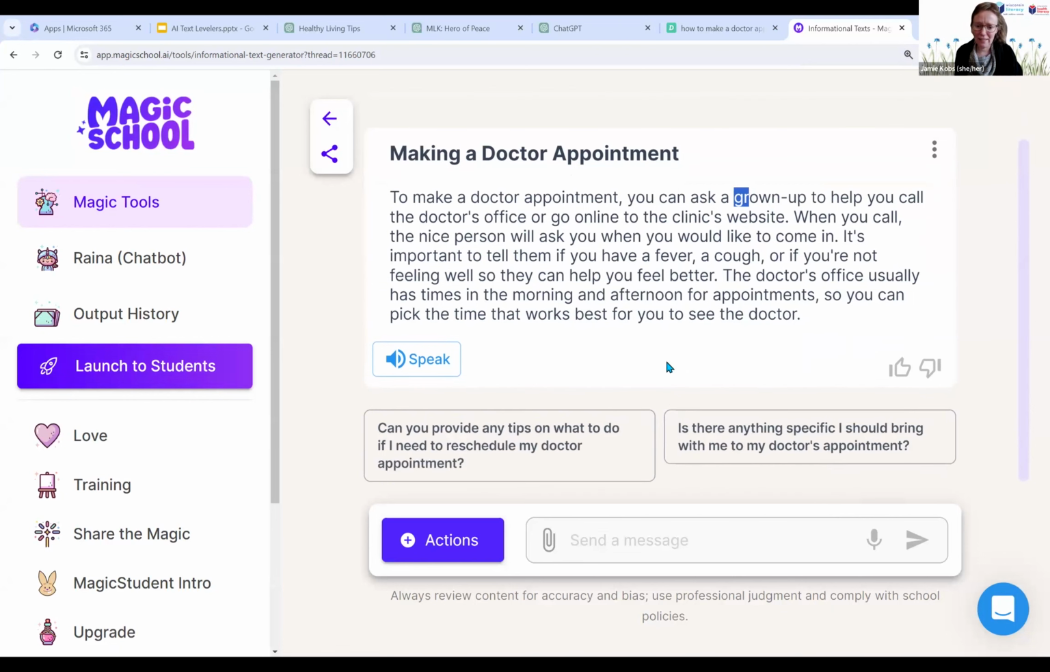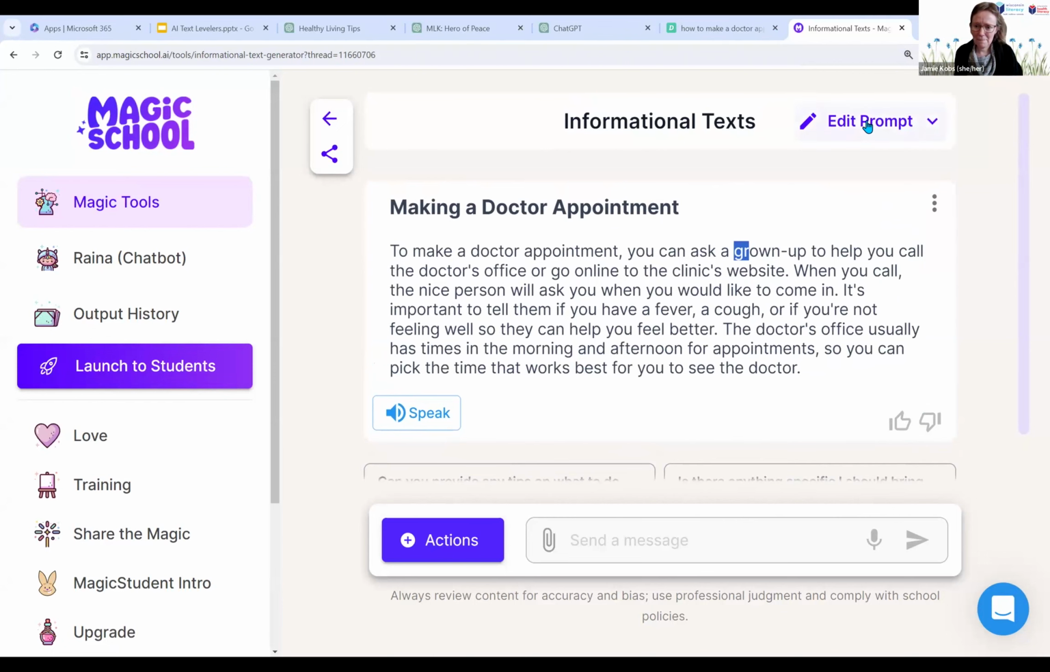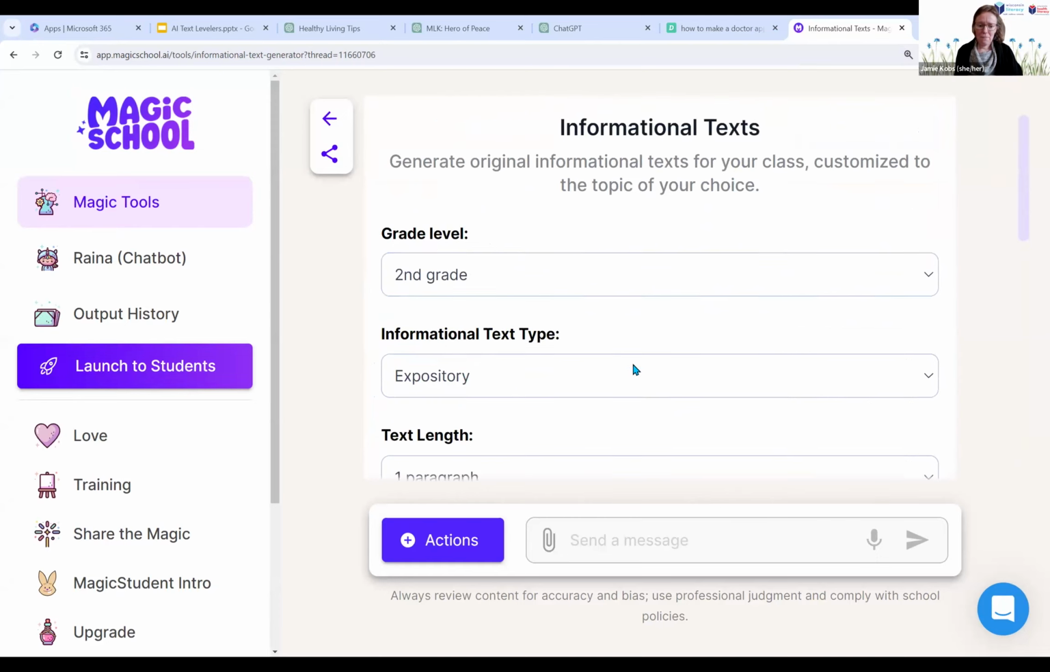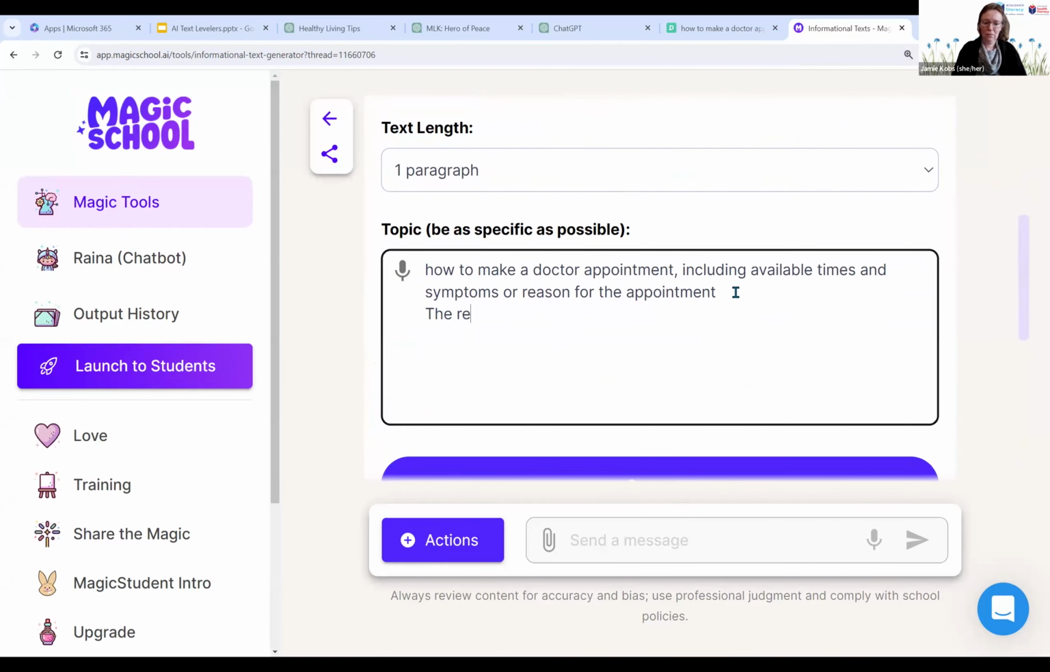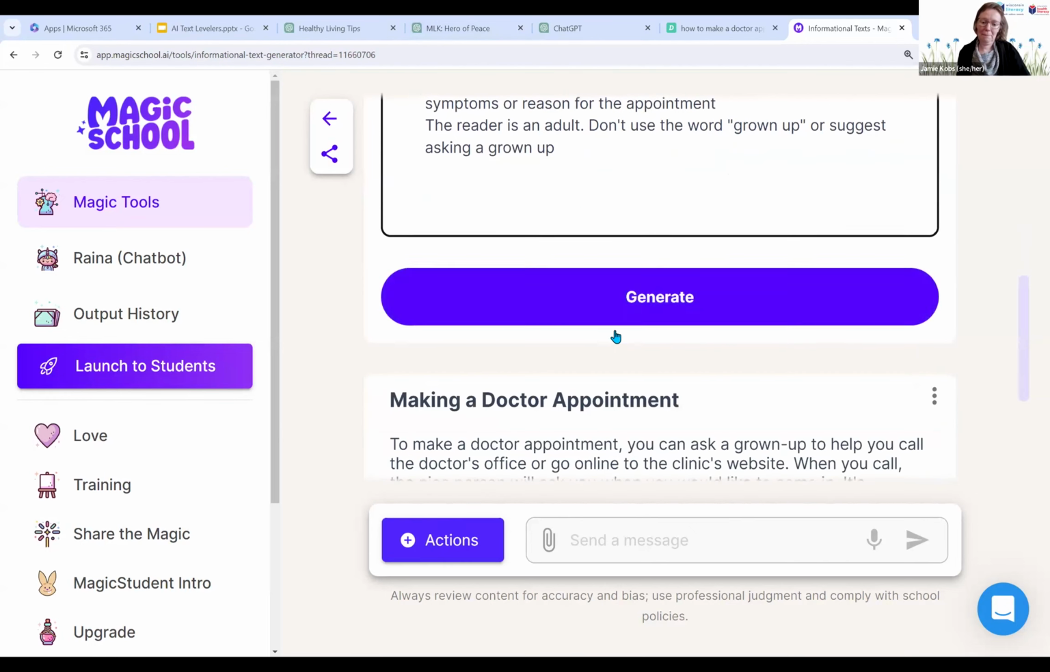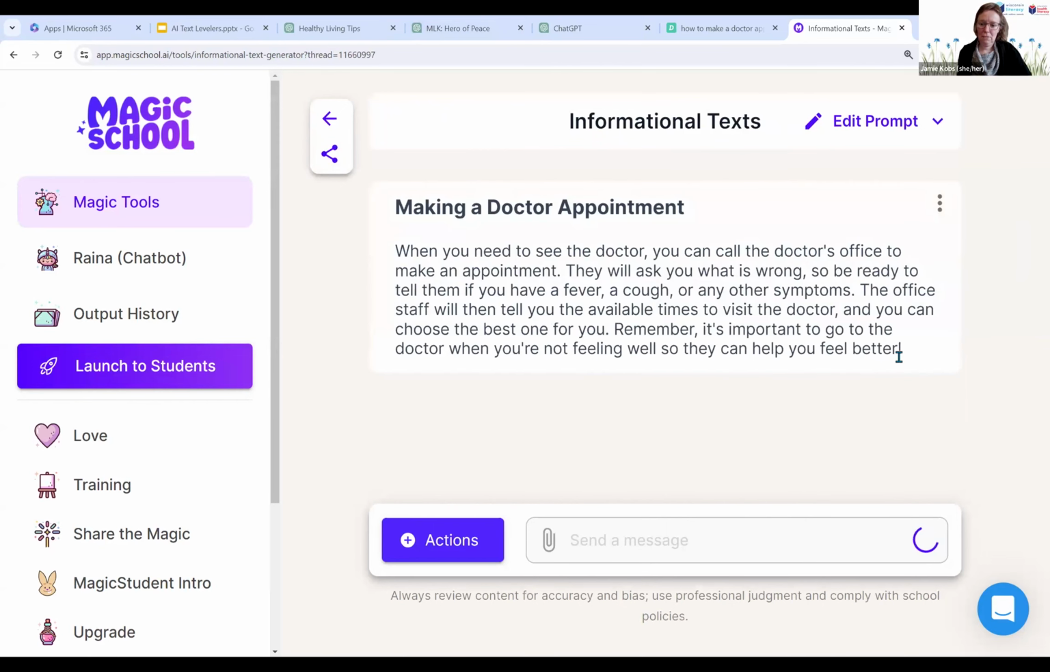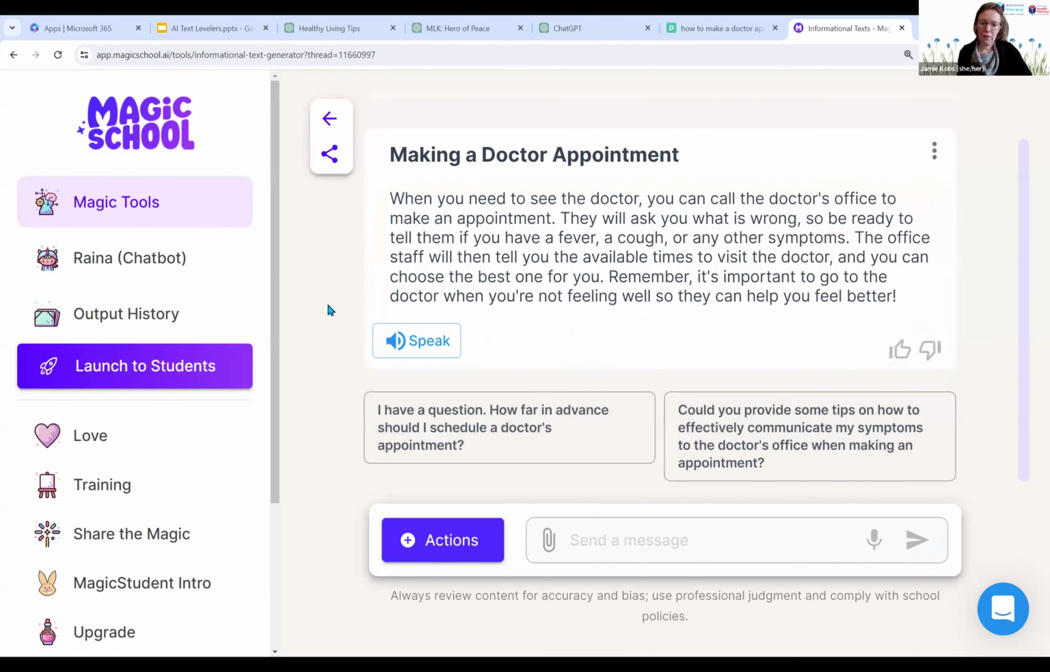Is there a way that I can edit that in Magic School? Okay, so that may have done the trick. When you need to see the doctor, you can call the doctor's office to make an appointment. They will ask you what is wrong, so be ready to tell them if you have a fever, a cough, or any other symptoms.